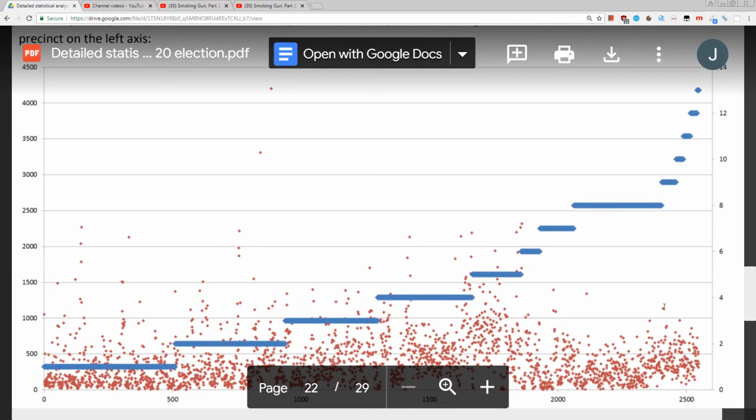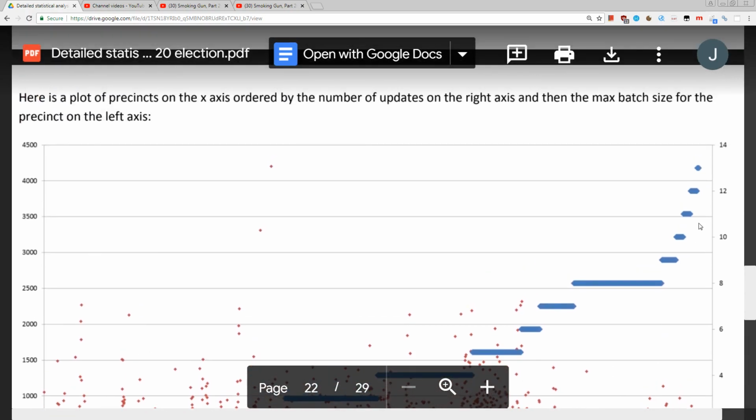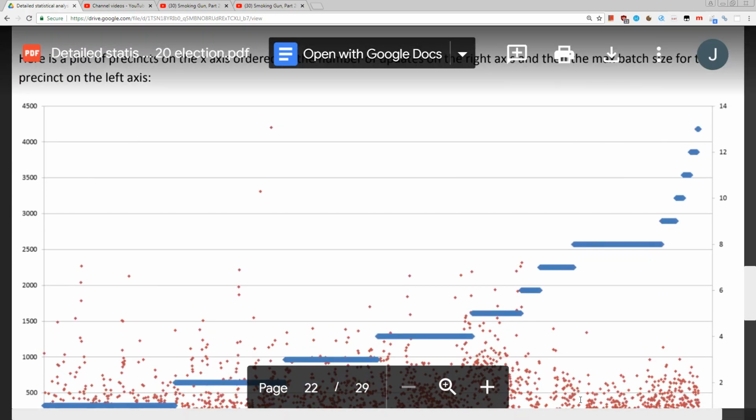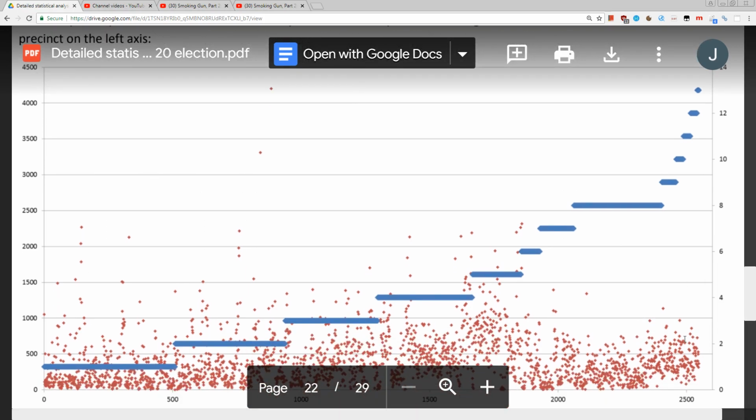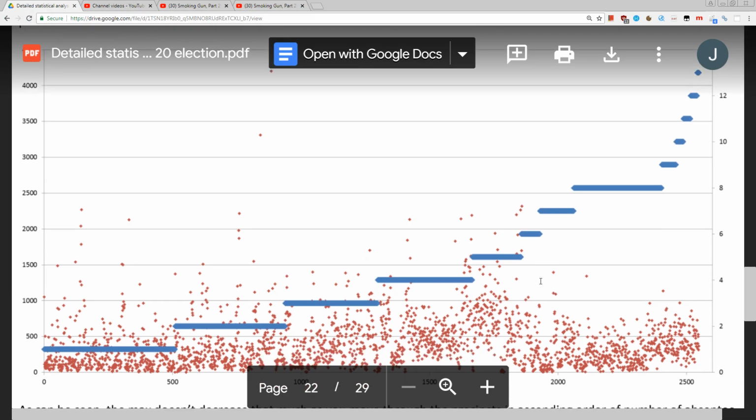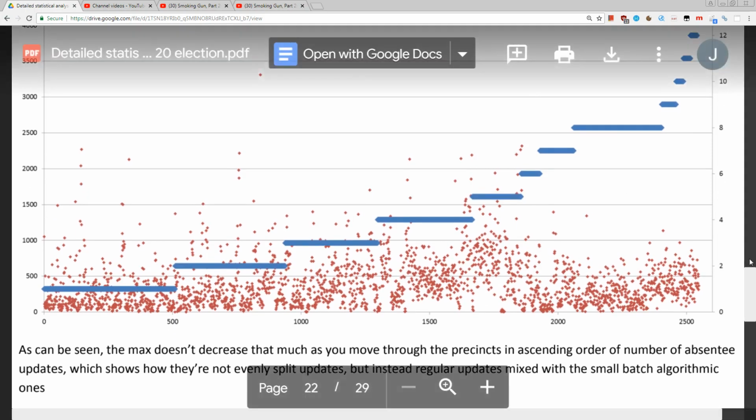And then you show the max batch size, and as you can see, it doesn't really decrease that much. The max batch size, when you've got these precincts that have all these updates for absentee ballots, doesn't really decrease that much. So it's not being split evenly. Instead, they've got these small numbers being added on, because the real batch is there, the real batch for the precinct.